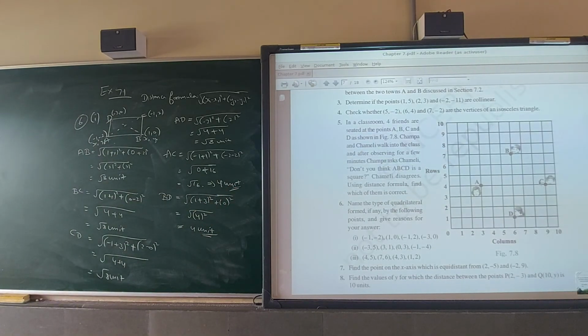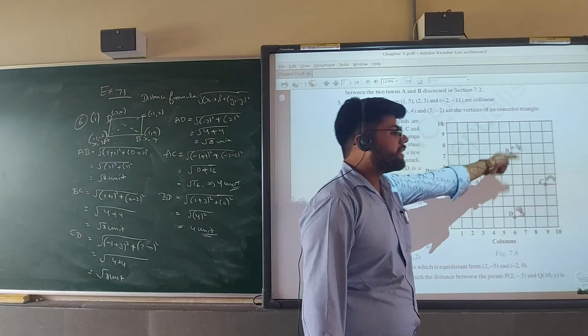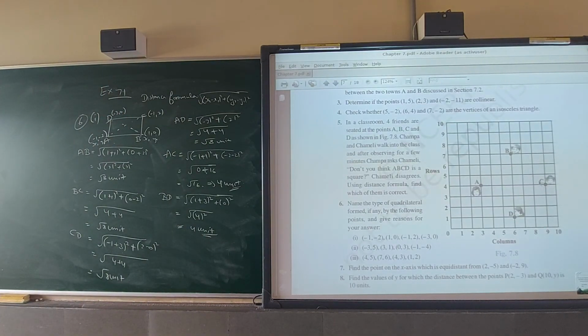Now see, if all the sides are equal and diagonals are not equal, then it will be a rhombus. In a rhombus also all the sides are equal but diagonals are not equal. And if all the sides are equal and diagonals are also equal, then it will be a square only. So in question number 5 also you have to check AC and BD. If the diagonals are coming equal, then it will be a square, otherwise it will be a rhombus.